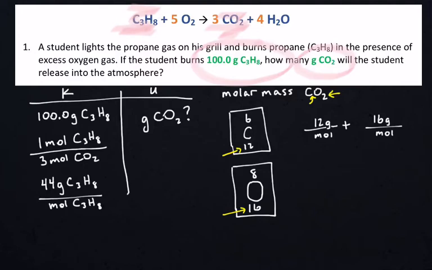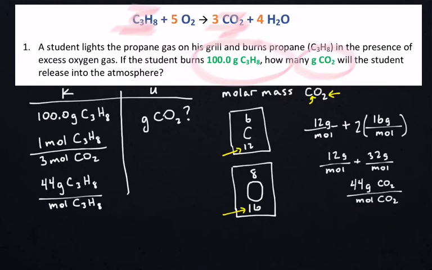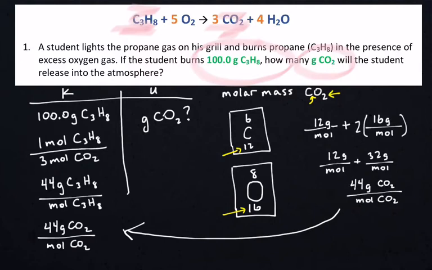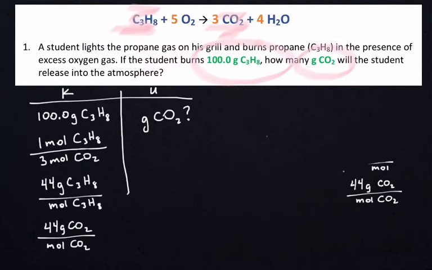But CO2 has 2 oxygens, and so I'm going to multiply that 16 by 2. Order of operations says we have to multiply the 2 times 16 first. So 12 grams per mole plus 32 grams per mole equals 44 grams CO2 per mole CO2. And I label those units. I'm going to put that into my known table. All right, let's erase this again. Perfect. Okay, let's move forward.